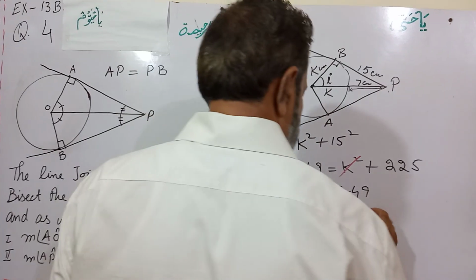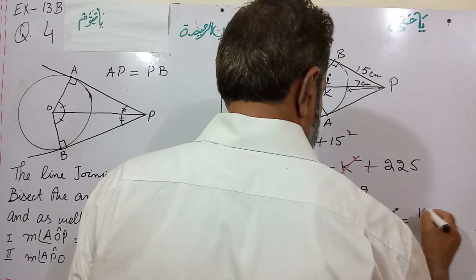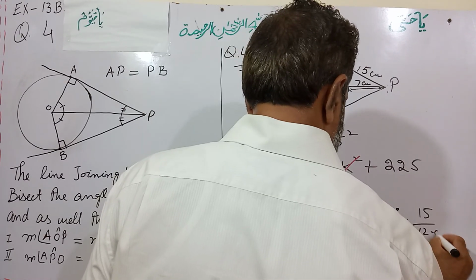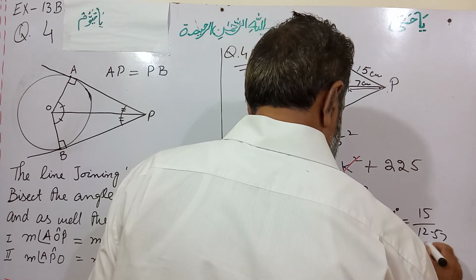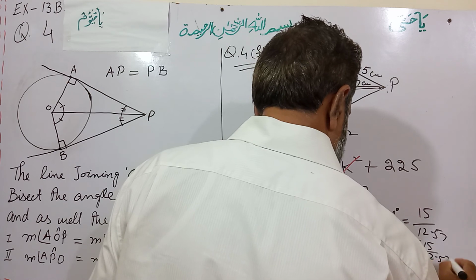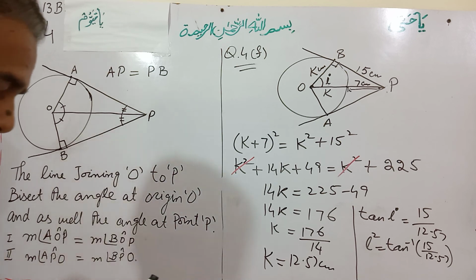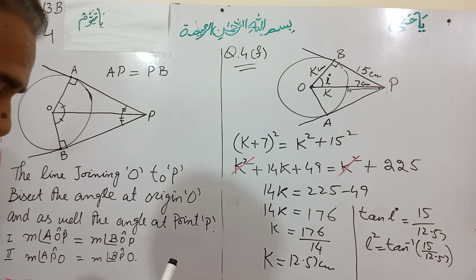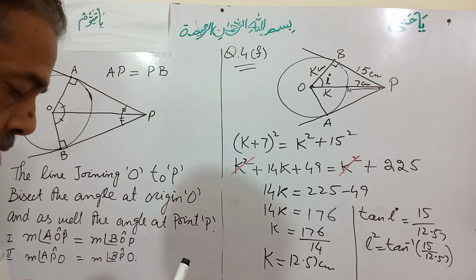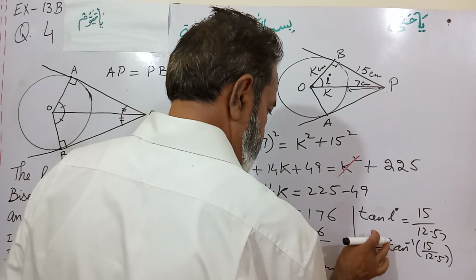For the value of L, tan L degrees is equals to perpendicular over base, 15 over 12.57. So L degrees is equals to tan inverse 15 over 12.57. Use the calculator, 15 divided by 12.57. So this is 50 degrees. L is equals to 50 degrees.